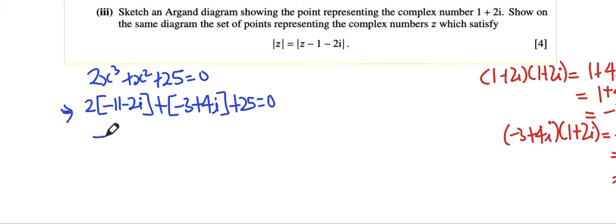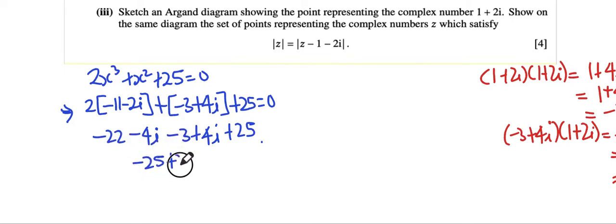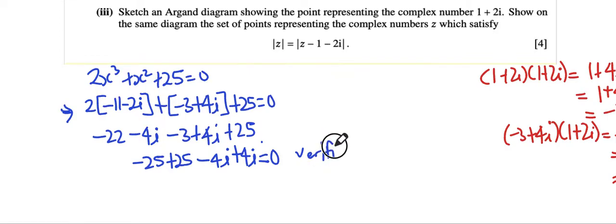So negative 22 minus 4i minus 3 plus 4i plus 25. Negative 22 minus 3 is negative 25, plus 25, that's 0. Negative 4i plus 4i equals 0. So verified. This is how you do the first part.